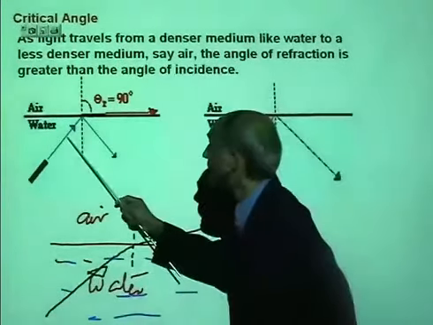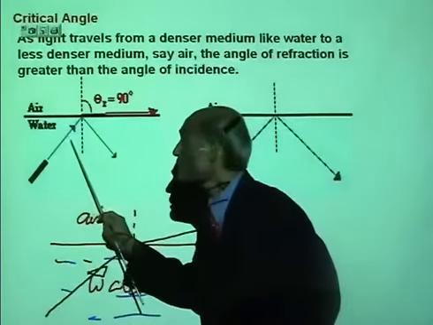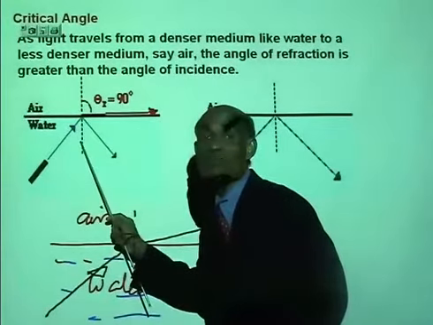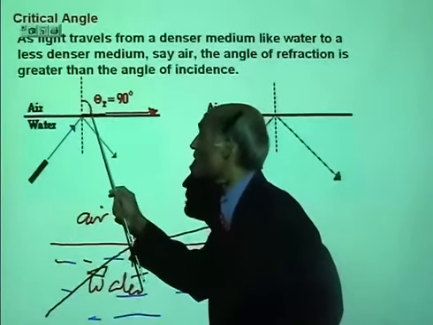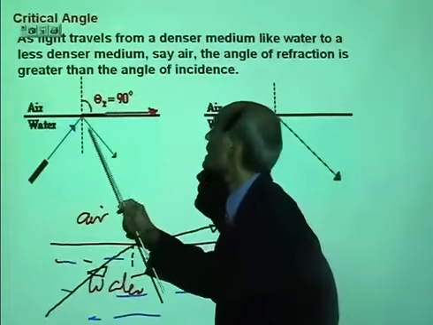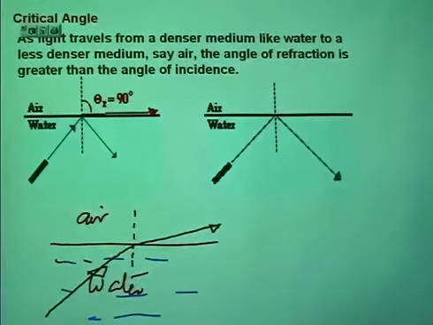Now, this angle of incidence in the denser medium, which produces an angle of refraction of 90 degrees, is called the critical angle. Alright? I will repeat that one more time.